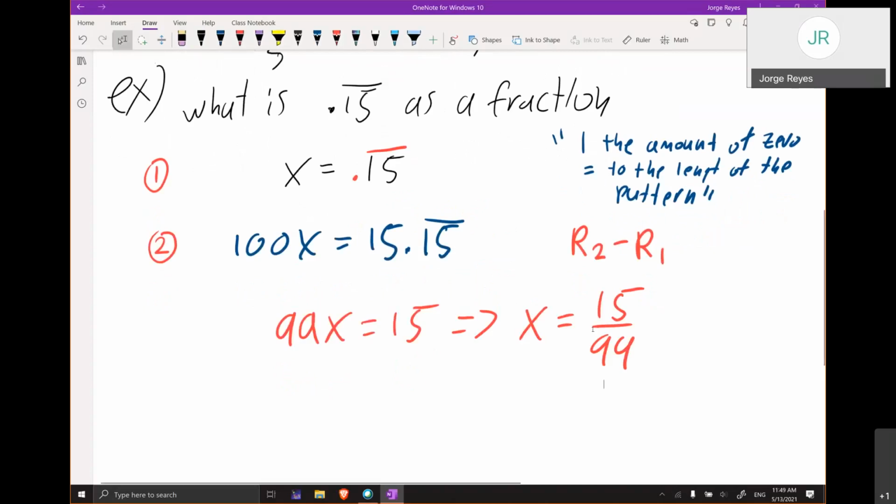So 15 over 99. And if you do this enough, you'll realize that you're always going to be dividing by 9 or 99 or 999. The pattern continues forever.